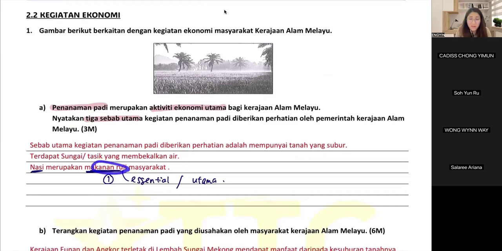So it's a very important and essential food. So for me, I will memorize this. Nasi merupakan makanan ruji ataupun makanan utama rakyat. Are you with me?